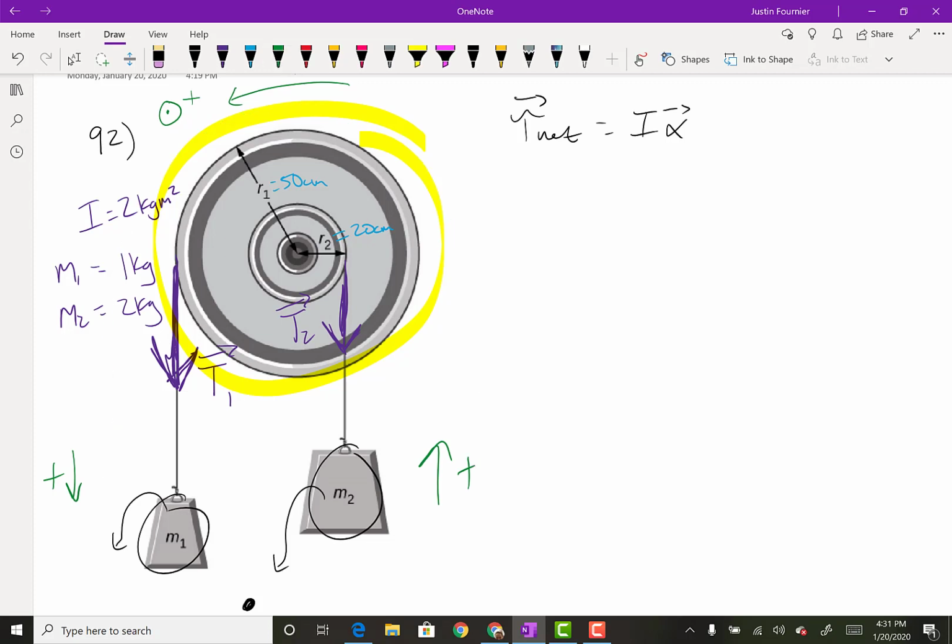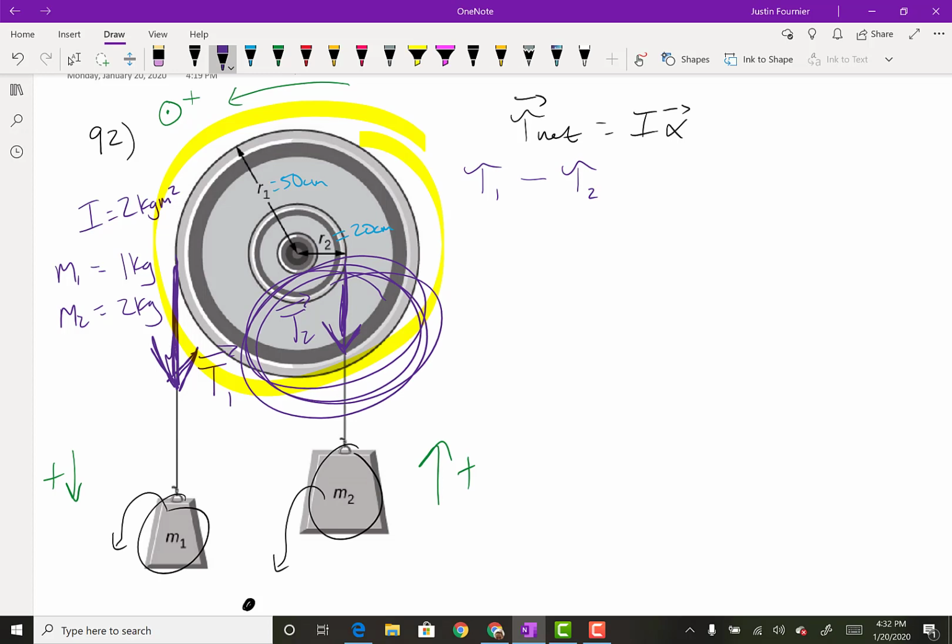Again, you could see it all goes up, around, and down, and all of that is the positive direction. So that means T1 is going to create a torque. If you do the right-hand rule, it'll create a torque coming out of the page, which means it's positive. So it's going to be torque from object 1 minus the torque from object 2, because the torque from object 2 is going to be negative. If you do the right-hand rule, your thumb would point into the page. Or if you just look at it, it's going in the clockwise direction. Equals I alpha.